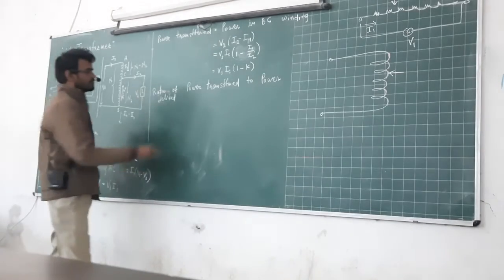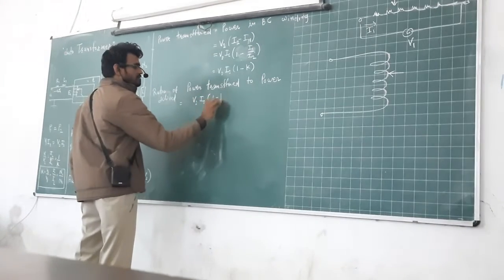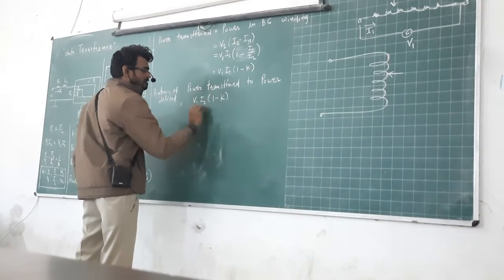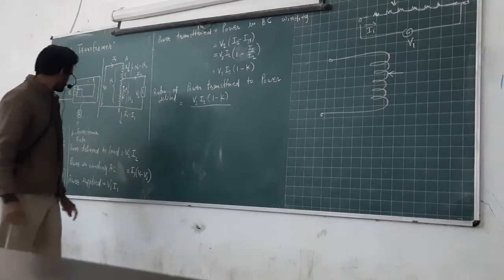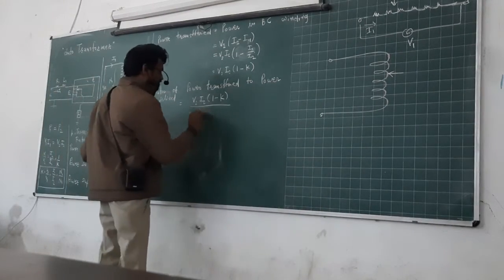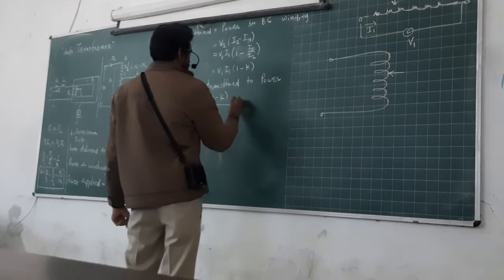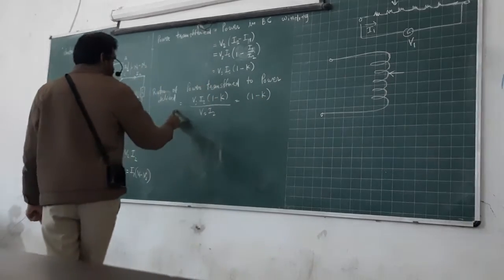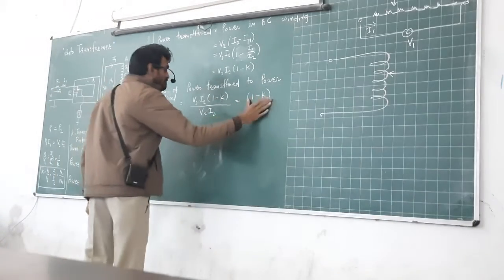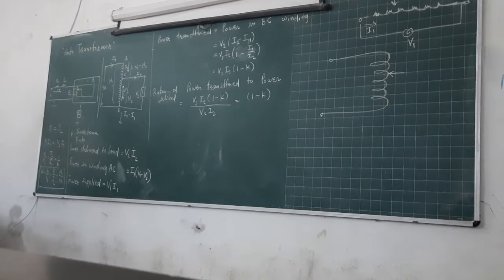Okay, so that ratio is this power V2 I2 1 minus K divided by what is the power here? V2 I2, power delivered V2 I2. So V2 I2 cancel and you will get 1 minus K. Okay, this is the ratio. This much amount of the power will deliver from this side to this side, from BC to the total.